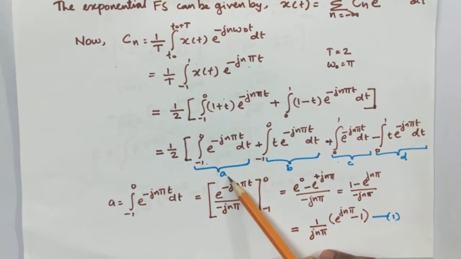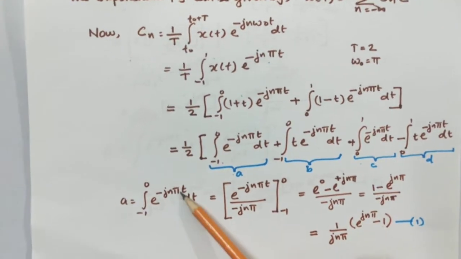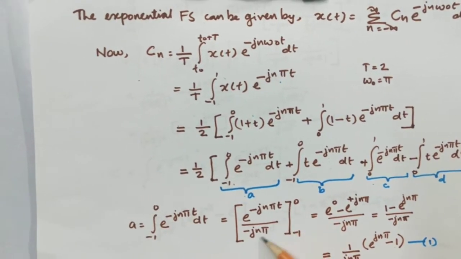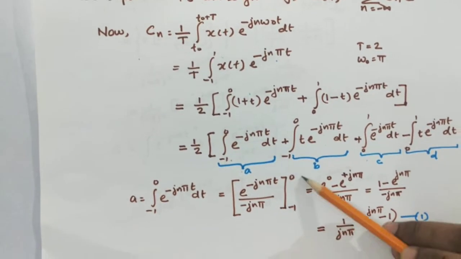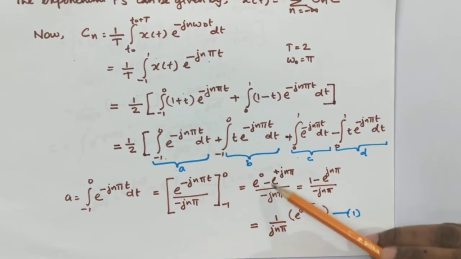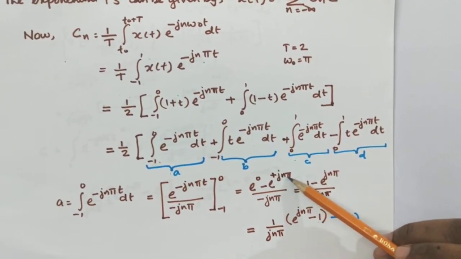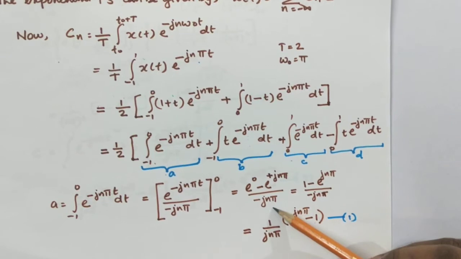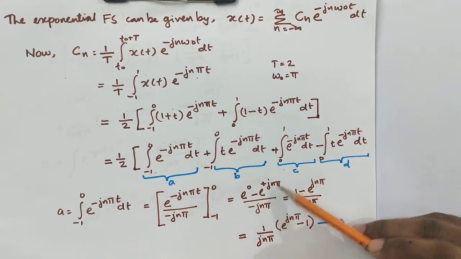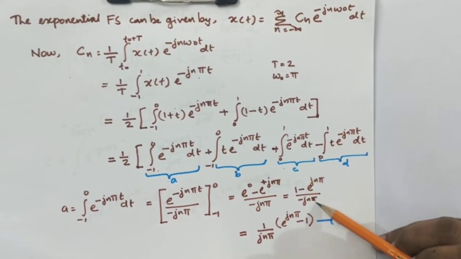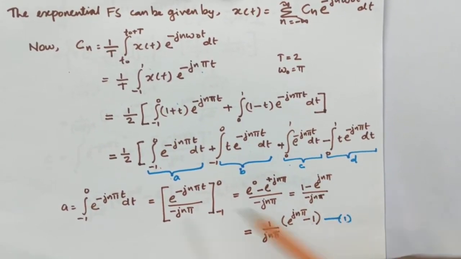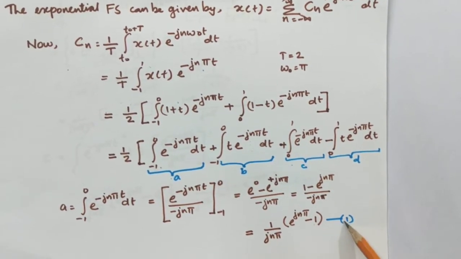So first A is equal to integral -1 to 0 e raised to minus jn pi t dt. So integrating, e raised to minus jn pi t divided by minus jn pi and applying the limits -1 to 0. So e raised to 0 minus e raised to jn pi divided by minus jn pi. So we will be getting e raised to 0, that is 1, and 1 minus e raised to jn pi divided by minus jn pi, that is 1 by jn pi into e raised to jn pi minus 1. So this is A, equation 1.